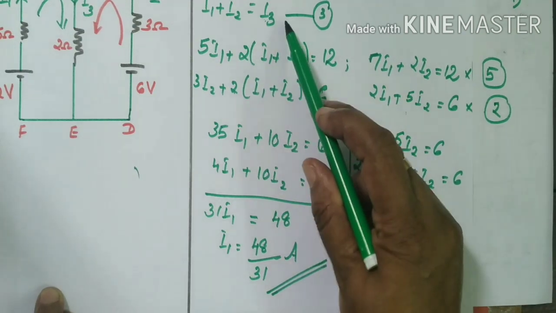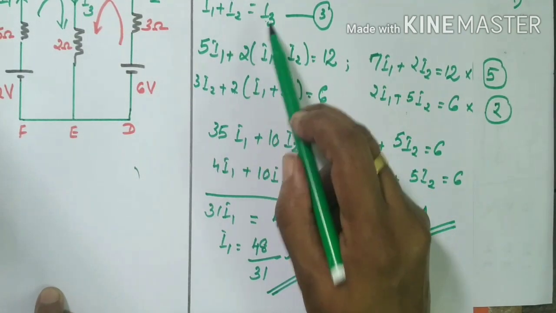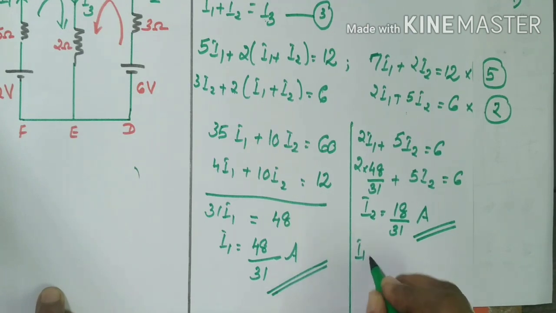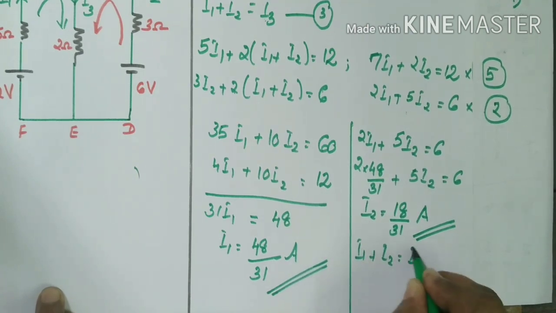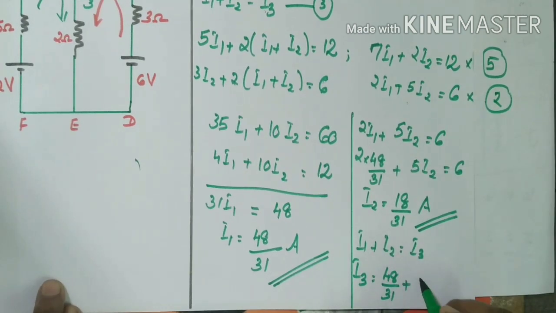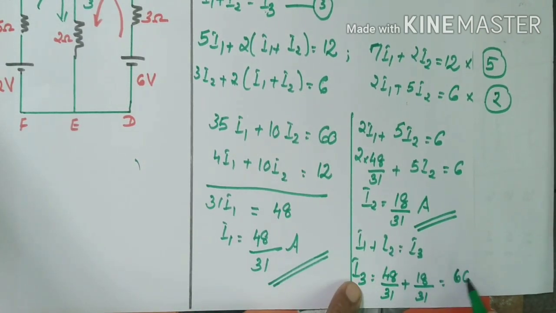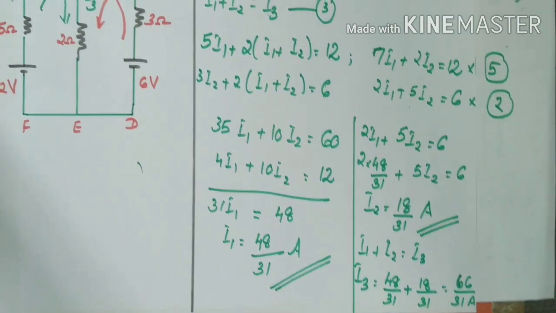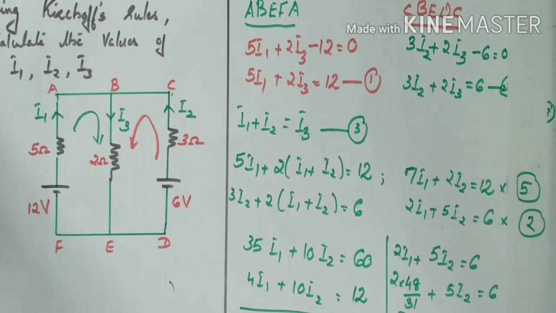Now, how will you find I3? In the third equation, I1 plus I2 equals I3, isn't it? So I3 is equal to 48 divided by 31 plus 18 divided by 31. So you will get the answer as 66 divided by 31 ampere. So using Kirchhoff's rules, in this method we can find the values of the currents. Okay children, thank you.